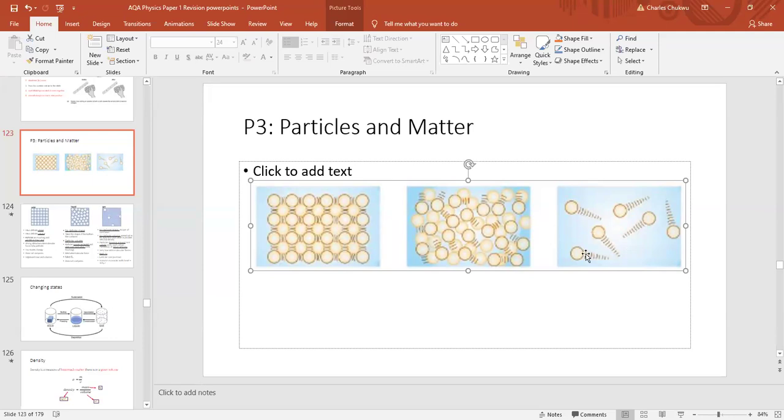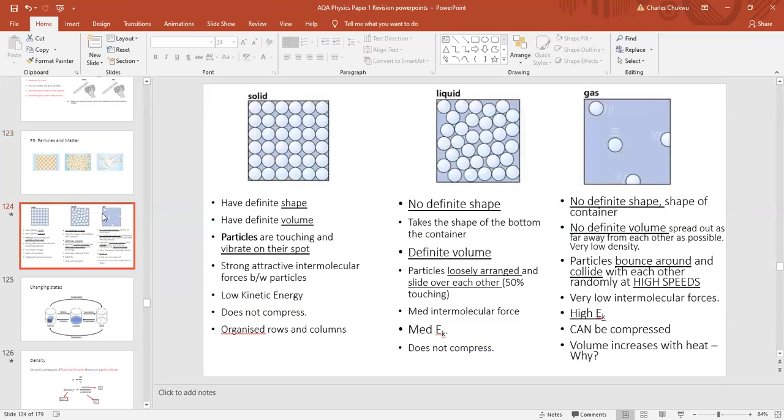that the particles or the molecules of the gas can move freely, thanks to the level of kinetic energy in the gas. Okay, so these are the properties. You can just take a look at it to remind yourself.